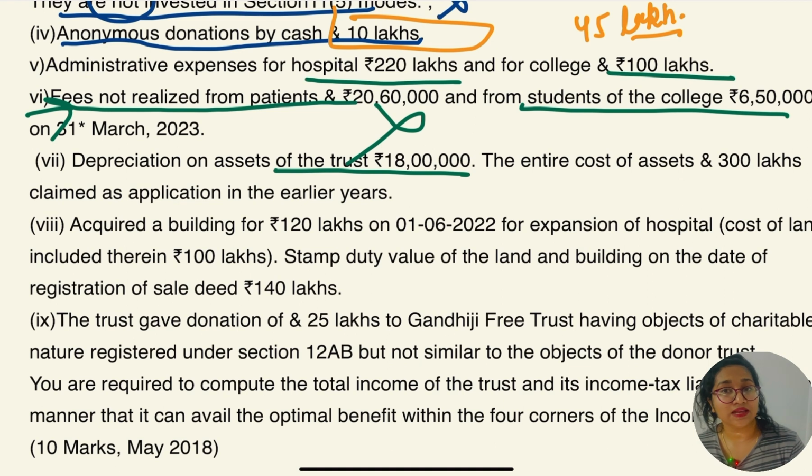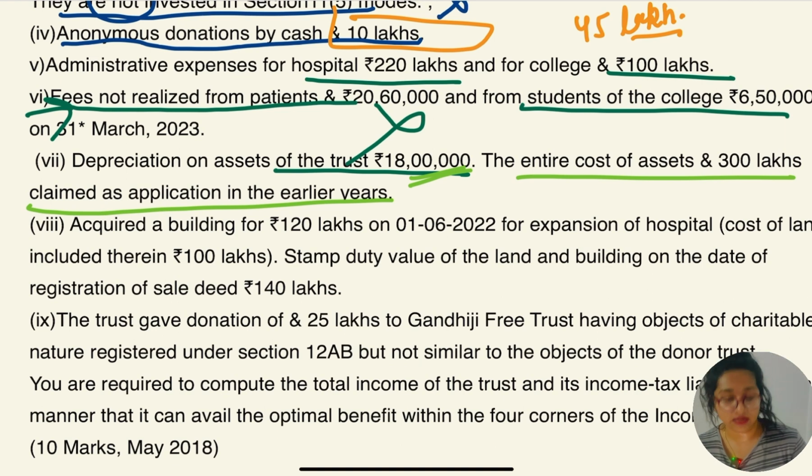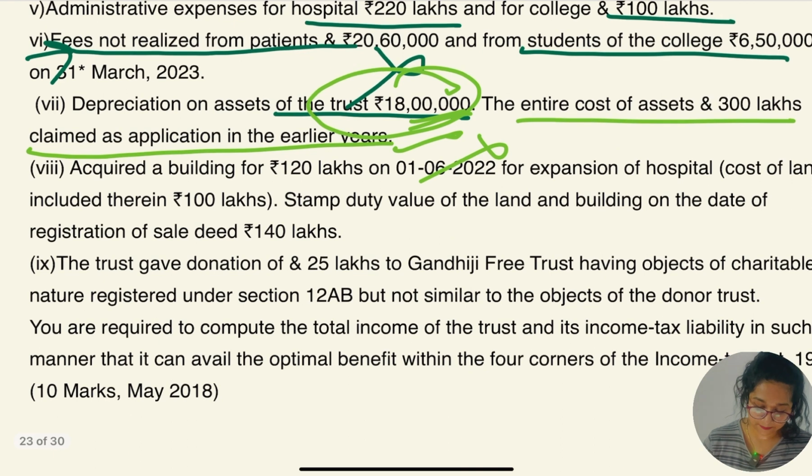Either the cost of the full asset, the entire cost of the asset, or depreciation under section 11 subsection 6 is going to be allowed as a deduction, as applied amount. So let's continue now. The depreciation on the asset of the trust is 18 lakh, right? The entire cost of the asset is 300 lakh, which was already claimed as application in earlier years, which means now we are not going to take it, as the 300 lakh cost of asset is already taken. So this part again is not going to be included as the application amount.